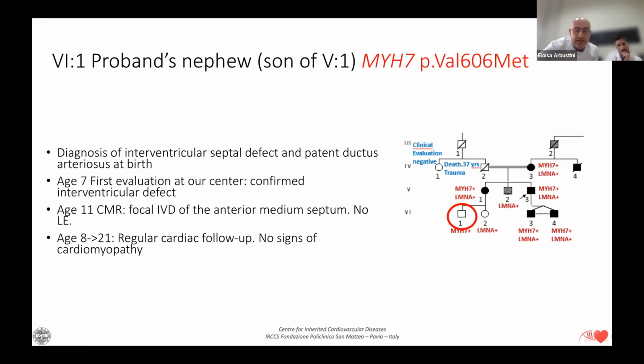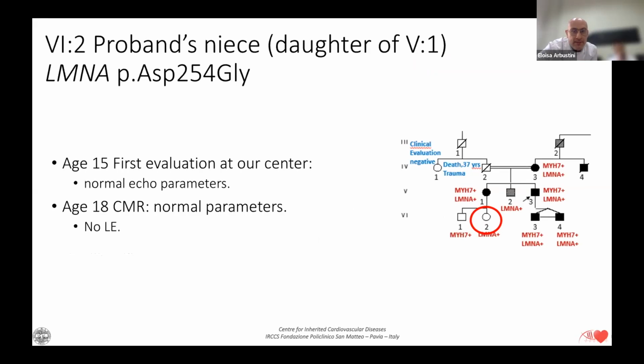We have also evaluated the nephew and the niece of our proband, respectively the son and the daughter of his sister. They both do not show cardiac abnormalities except for an interventricular septal defect that was diagnosed at birth in the proband's nephew. And again, the proband's niece, who carries only the VUS in LMNA, has normal cardiac findings.